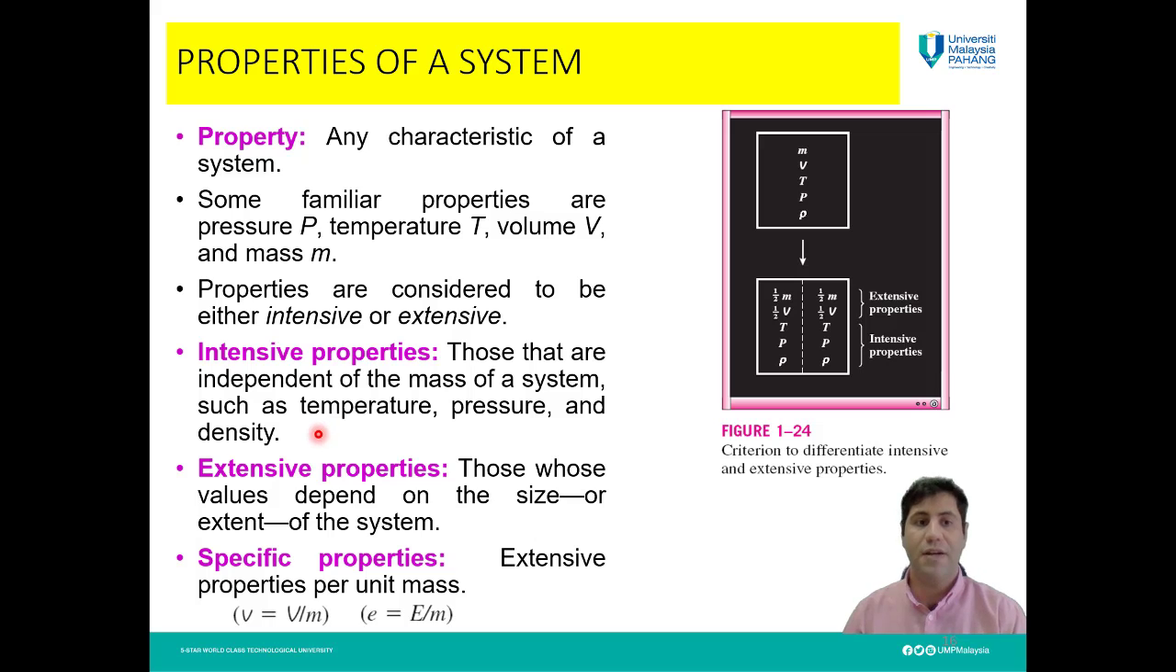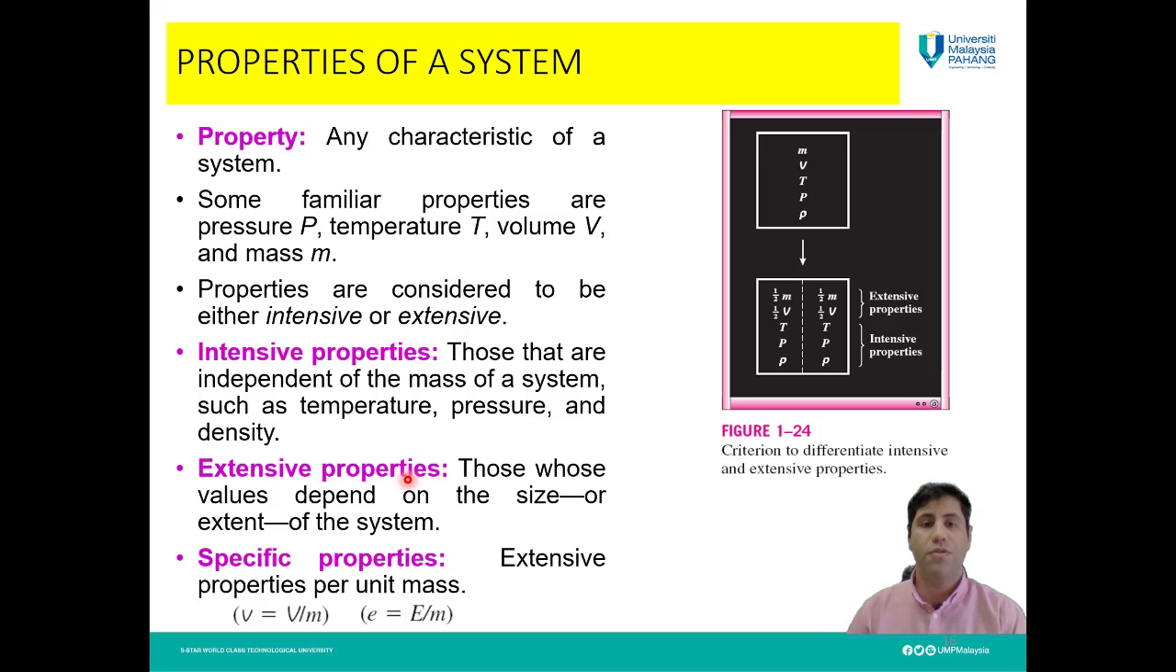And on the other hand, we have extensive properties, which are properties which are dependent on the mass of the system, or they are dependent on the size of the system. Like mass and volume, as you can see here. So mass and volume are extensive properties of the system, and as intensive properties of the system, we have temperature, pressure, and density of the system.